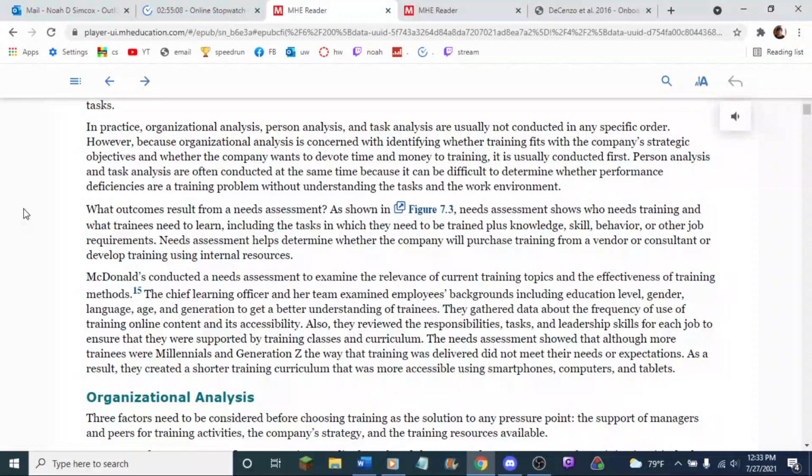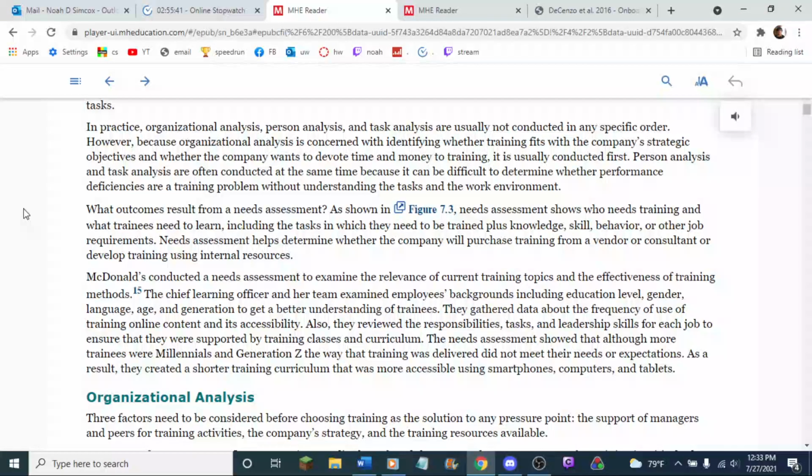Organizational analysis, person analysis, and task analysis are usually not conducted in any specific order. However, because organizational analysis is concerned with identifying whether training fits with the company's strategic objectives and whether the company wants to devote time and money to training, it is usually conducted first. Person analysis and task analysis are often conducted at the same time because it can be difficult to determine whether performance deficiencies are a training problem without understanding the tasks in the work environment.